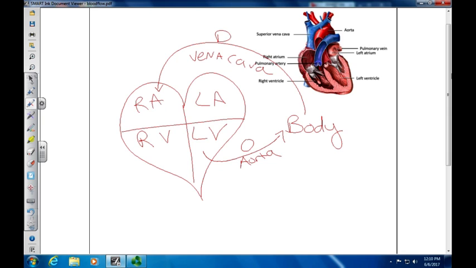This deoxygenated blood is going to come down into the right atrium. It is going to then travel down to the right ventricle, and it will exit the right ventricle through the pulmonary artery. And again, remember, this blood is still deoxygenated.